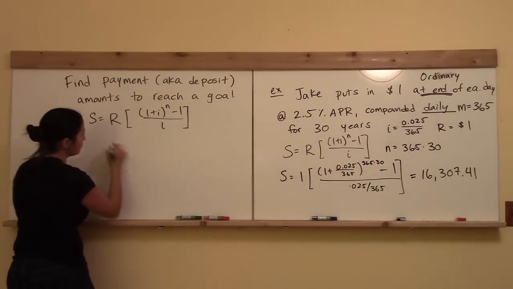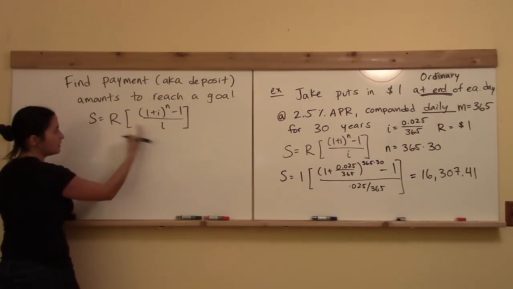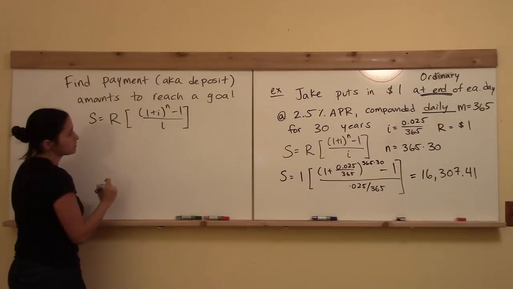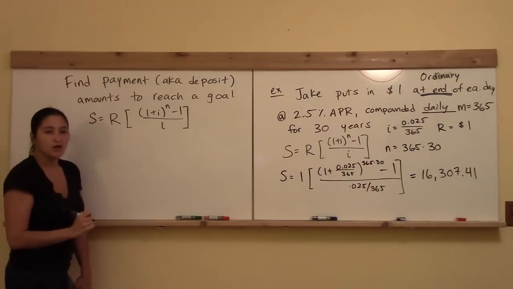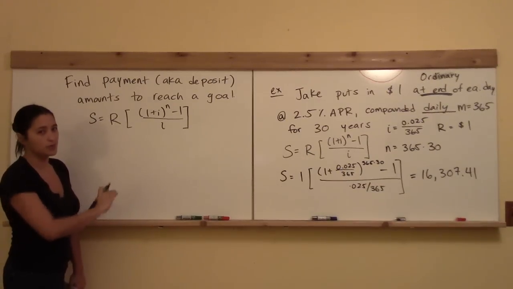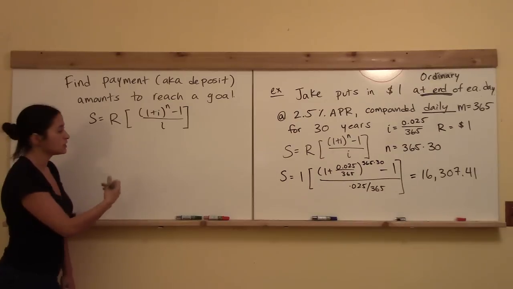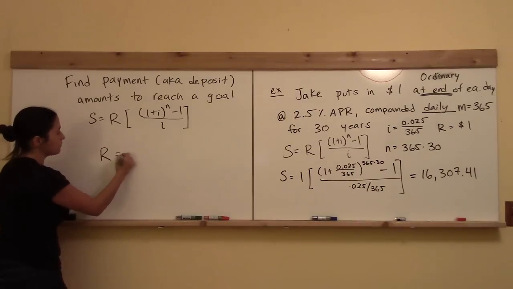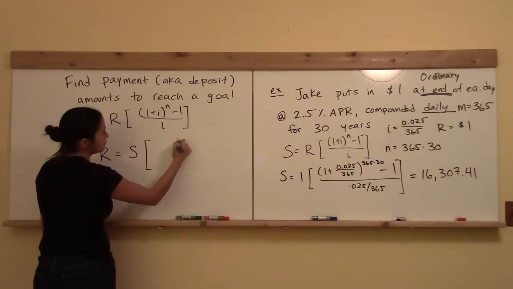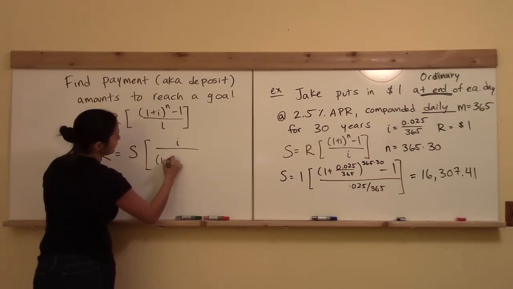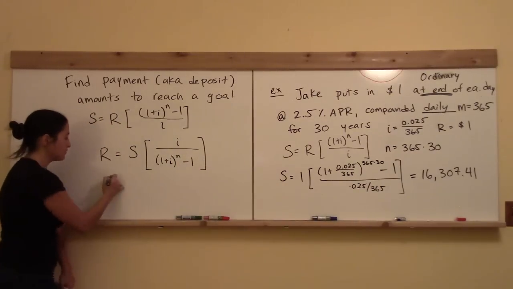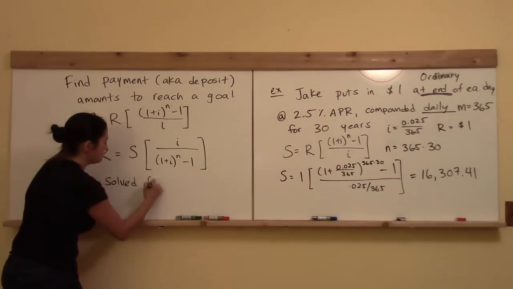So let's say, if I wanted to put the R on this side, I would have to divide both sides of the equation by this ginormous fraction. What does it mean to divide both sides of an equation by a fraction? That's the same thing as multiplying by the reciprocal of the fraction. So therefore, if I wanted to solve for R, R would equal S, multiplied by the reciprocal, or the upside down, of the fraction. So this one is solved for R.